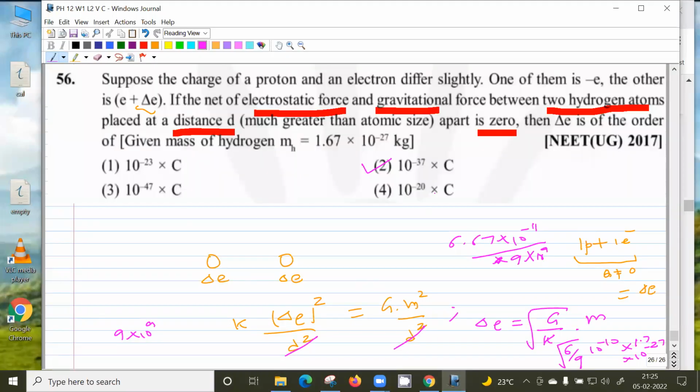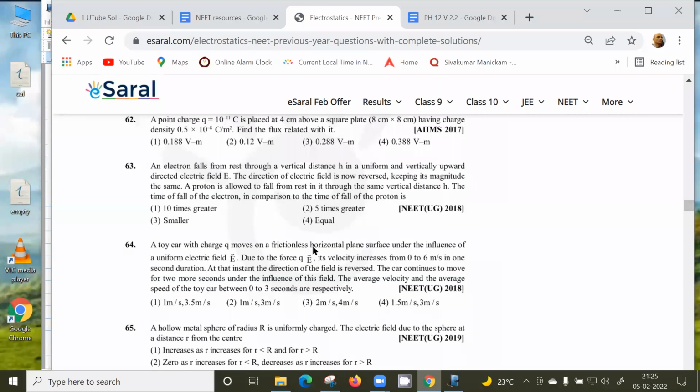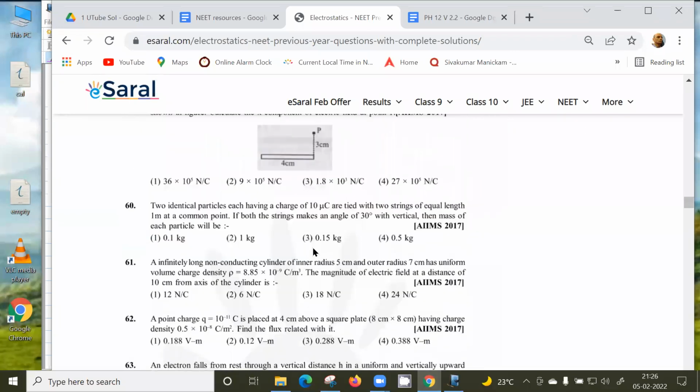So the thing is, you have to understand the question. Otherwise, if you don't understand the question, that will come if you keep practicing questions. So in general, the charge of this atom is neutral, but here is an imaginary situation in which the charge of the electron is negative, but the charge of the proton is e plus delta e, and e is a positive quantity. That you should know. That's a basic thing.